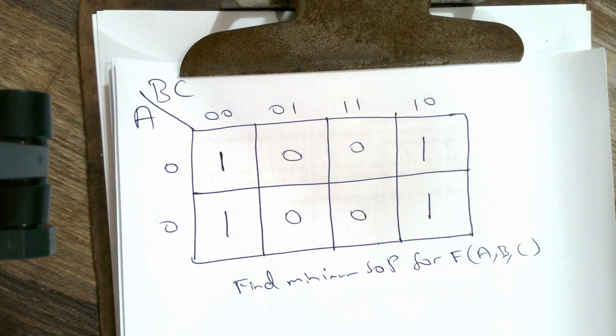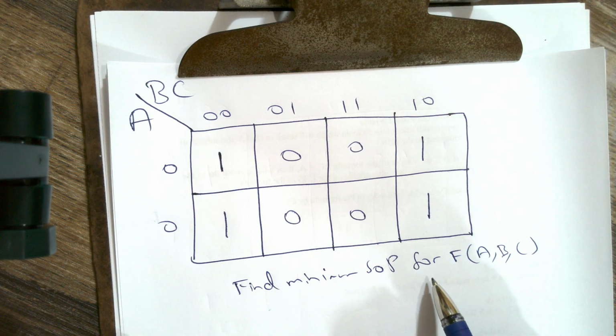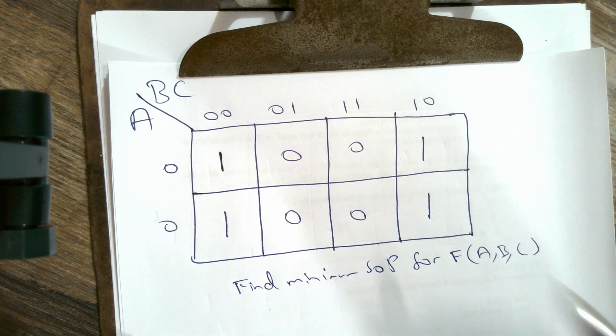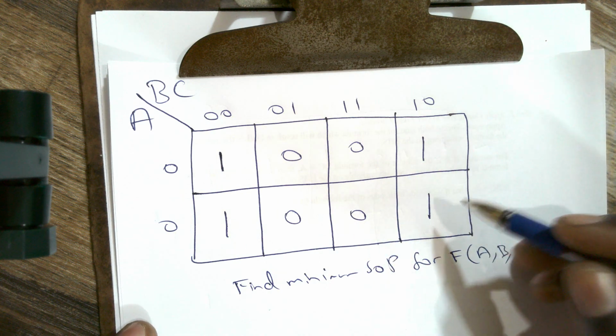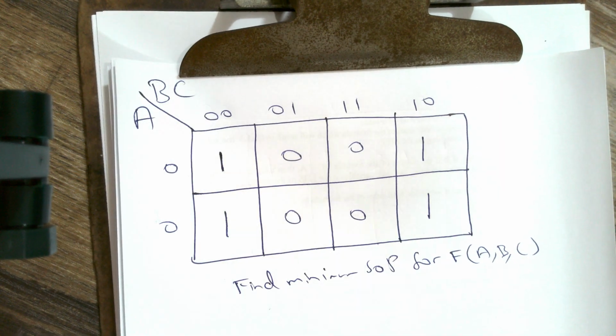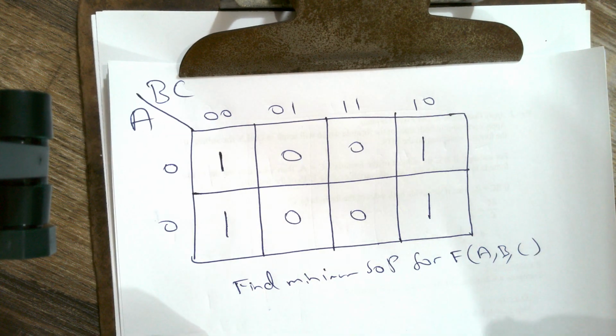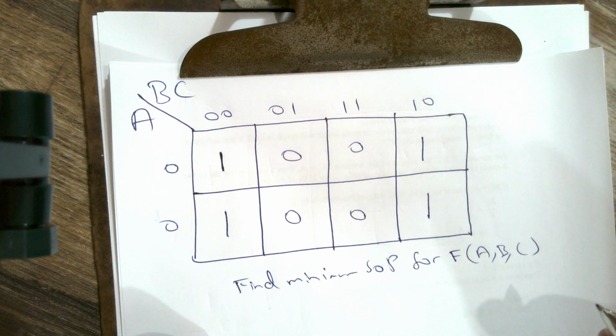So let's begin. In this example, we are required to find the minimum SOP for the function F(A, B, C), and this is the Karnaugh map. Our goal is to find, remember the 2 rules, the largest circles of ones of powers of 2, 2 to the n, so the circles should be restricted to 1 one, 2 ones, 4 ones, 8 ones, and so on. And we have to find the least amount of big circles.